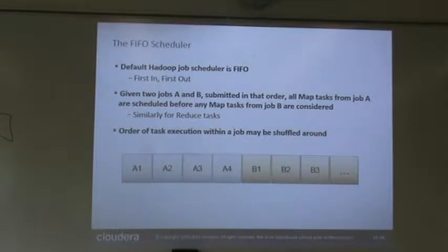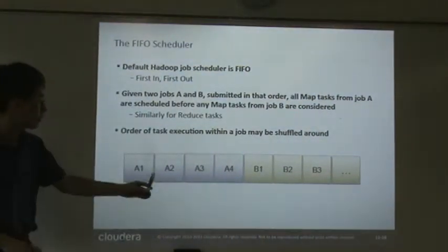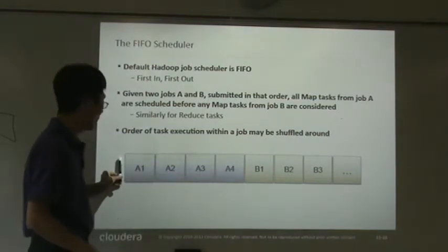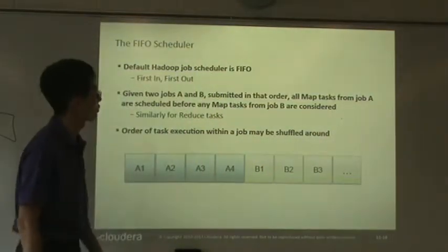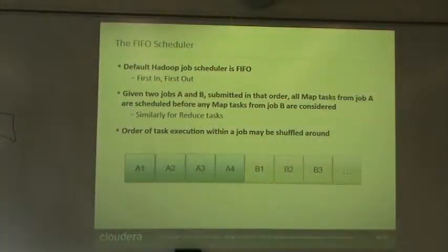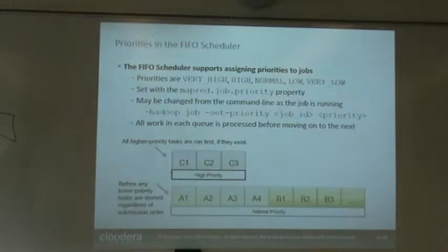So for example, job A is submitted first. Until job A is finished, the other job will be waiting. But if you have enough resources, you don't need to wait. Oh yes, that's true. And this is the first in, first out algorithm. I think you can easily understand.